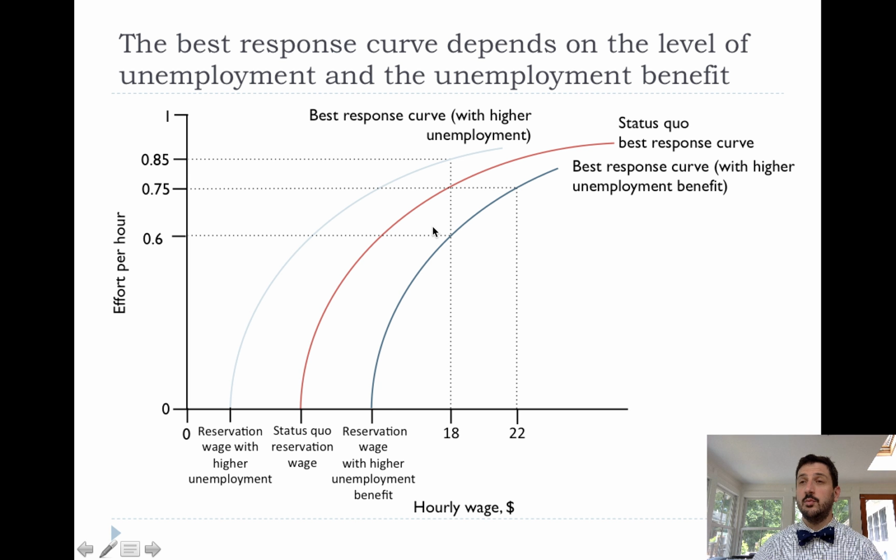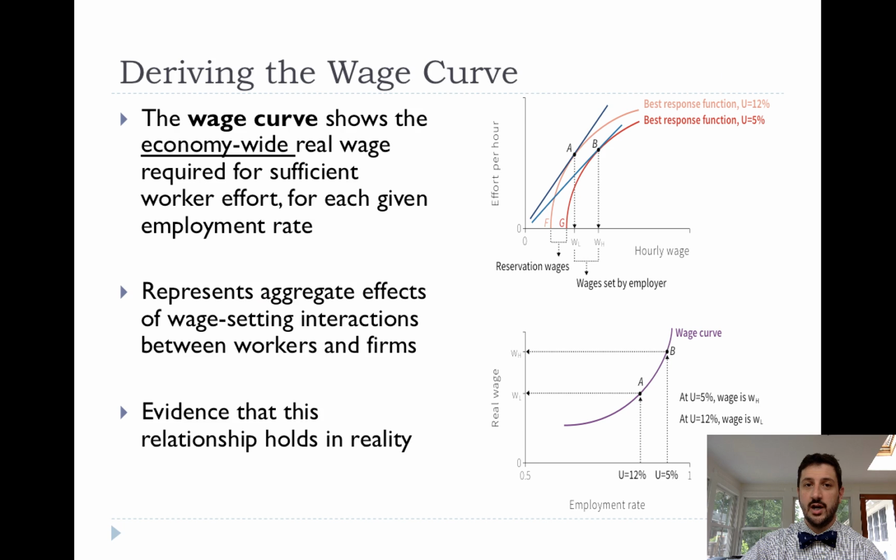Whereas if, say, your unemployment benefit goes up, so that if you do lose your job, instead of $6 an hour, maybe you get $10 an hour, now your employment rent has gone down, and so now you're not willing to work as hard. Right now, maybe you're only willing to give 0.6 effort instead of the 0.75 or 0.85. And so that best response curve is going to be shifting around depending on the unemployment rate in the economy, the unemployment benefits in the economy, all of your outside options, which are going to change based on how the economy is doing and what the institutions are in place that will protect you if you lose your job.